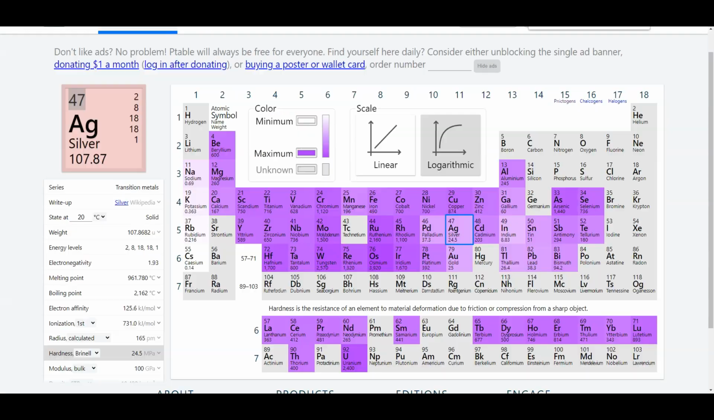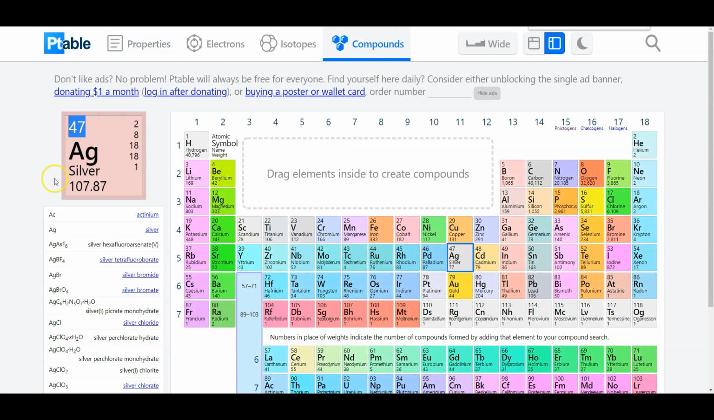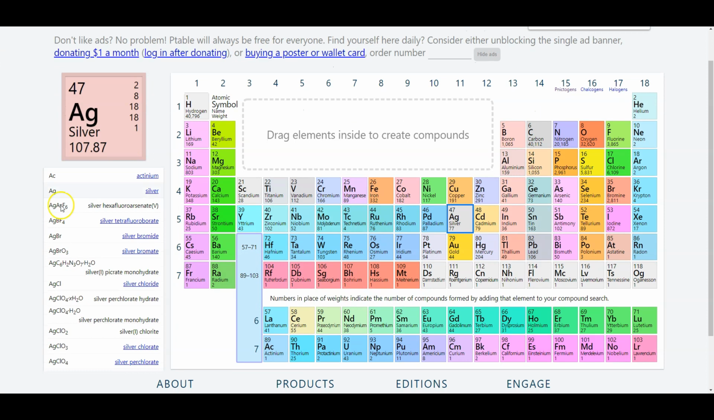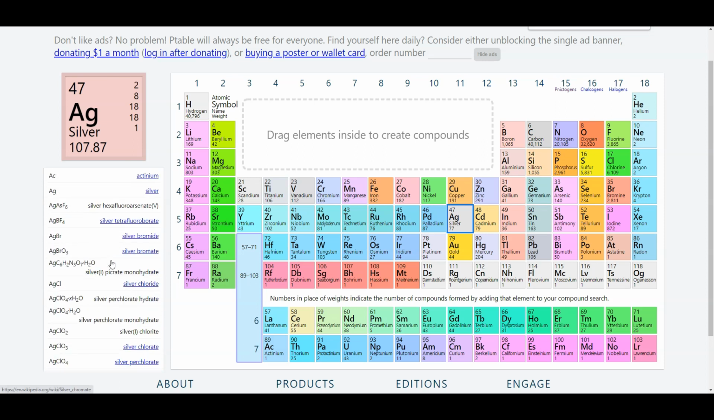The link's right here for you. And what you're going to do is take a look at compounds at the top. So we'll go ahead and take a look at compounds. Compounds means that it's made up of more than one type of element here, okay?